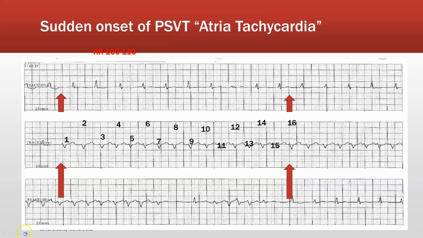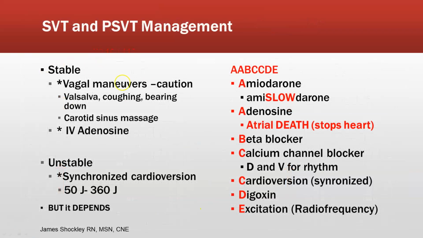So again, we can kind of see how we counted those out. So, a couple of helpful hints, right? We've talked about the straightforward stuff. So stable SVT: perform vagal maneuvers, Valsalva maneuvers, IV adenosine. Unstable is usually going to be some sort of synchronized cardioversion.